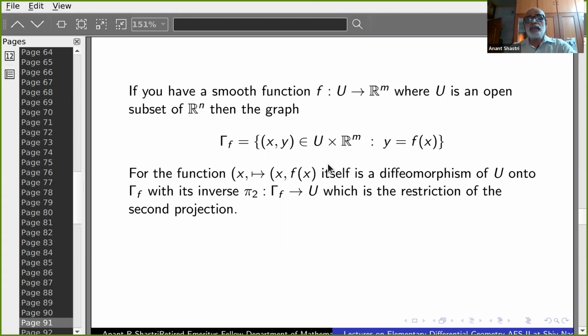Okay, what is the inverse of this one? Take the second projection here from U cross Rm to Rm, (x, y) with y equal to f(x), right? When you come to y, that will be just f(x). The first projection is (x, y) goes to x. So the composite is the inverse of this one. So this must be the first projection here. There are quite a few typos here, brackets missing and so on.